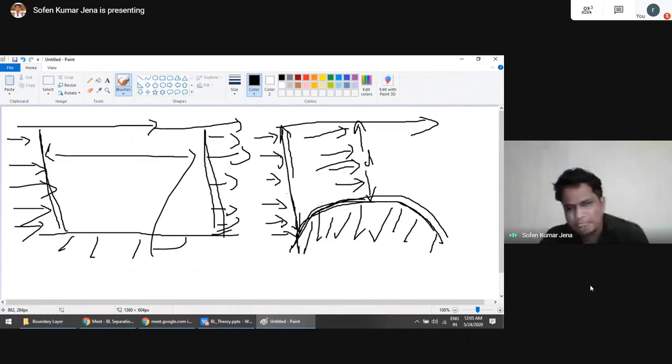That's why from this section to this section there is a pressure gradient when the flow passes over a blunt or curved surface, right?